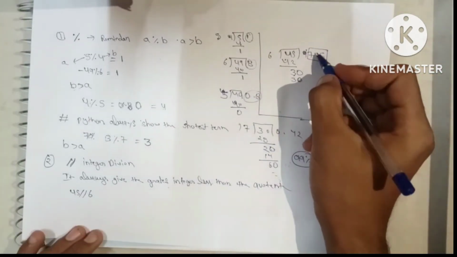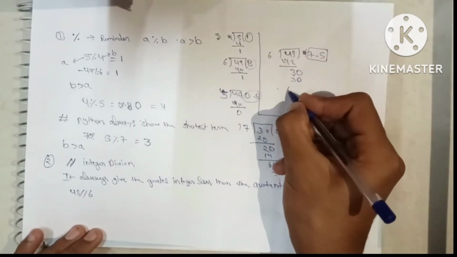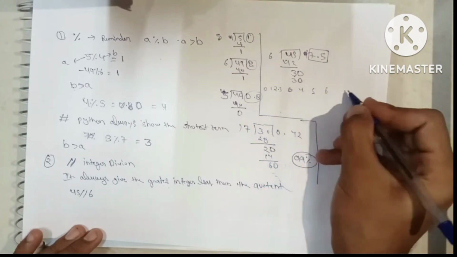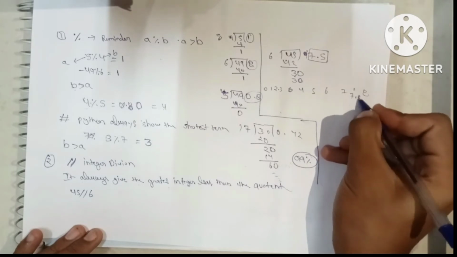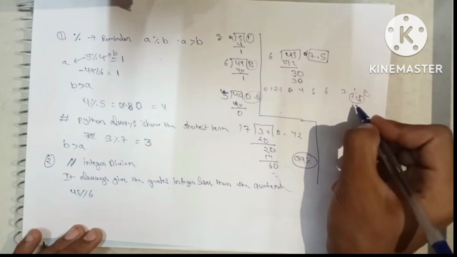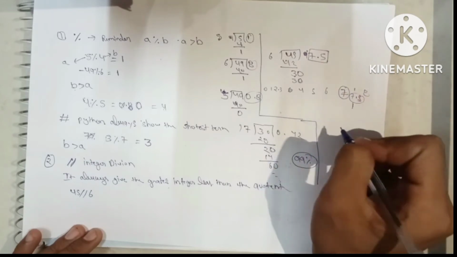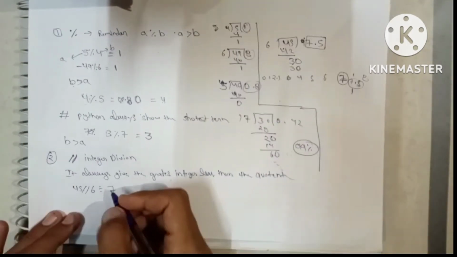Okay, what is the greatest integer? Draw a number line such as 0 1 2 3 4 5 6 7 and 8. 7.5 is here. So what is the greatest integer which is less than this? The greatest integer is 7. So the answer will come 7. Let's take another example.